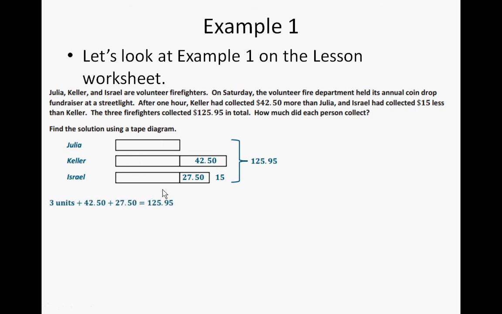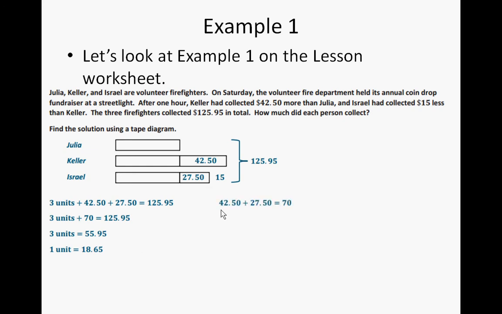So basically we have 3 units, which we don't know about, plus the $42.50, plus another additional $27.50, and that equals $125.95. So as you simplify that down, that becomes $70, and then 3 units is equal to $55.95, because we can subtract that. And then the last part is dividing by 3 to get that the first unit is $18.65.